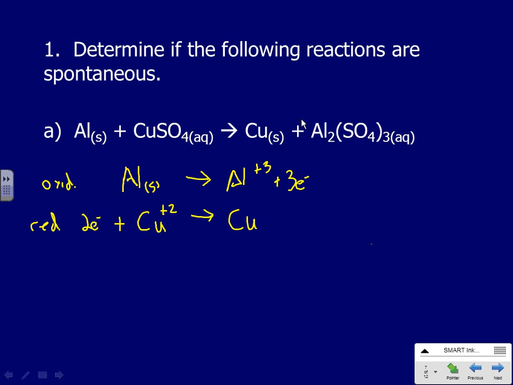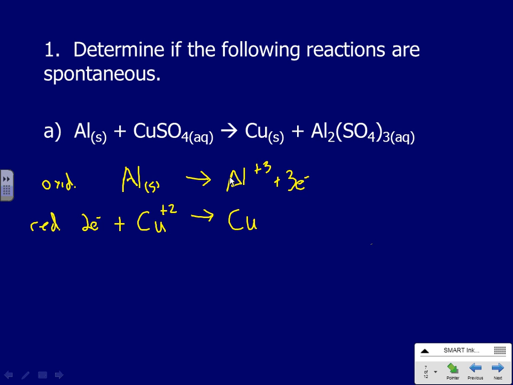Now notice, I've got 3 electrons up here and 2 electrons down here. I don't mathematically have the electrons the same, but we're not balancing. If we wanted to balance, we could add these 2 half reactions just like we did yesterday. I would multiply the top one by 2, the bottom one by 3. We would have 6 electrons. I'd then cancel things out and away we would go.